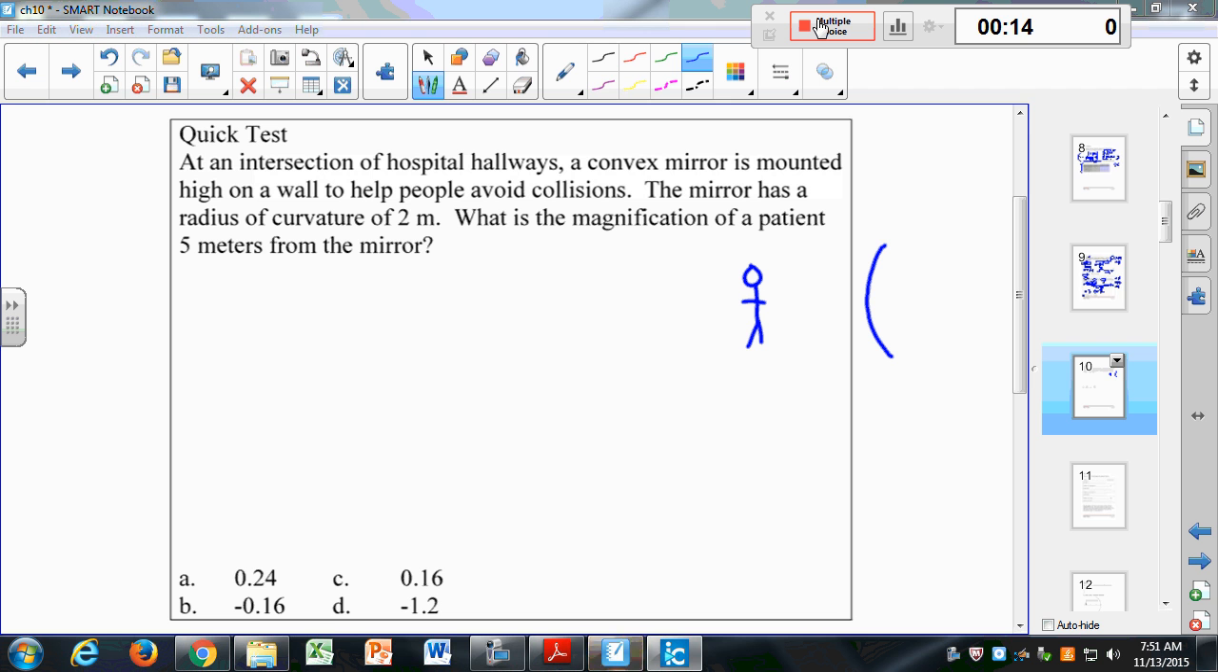You can eliminate some answers right away from this. Which ones can you eliminate for a convex mirror? The positive ones? Okay, the negative ones. Because in a convex mirror, like a security mirror, you're always upright. And so I know that the magnification has to be positive. So you could get rid of B and D here because they're both negative. If we had any greater than 1, you could have gotten rid of those two, but we don't have that.